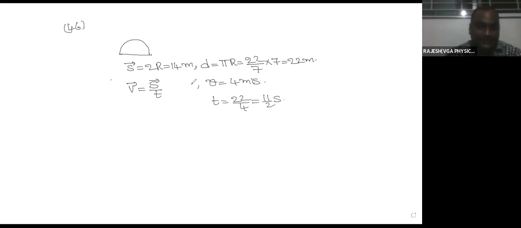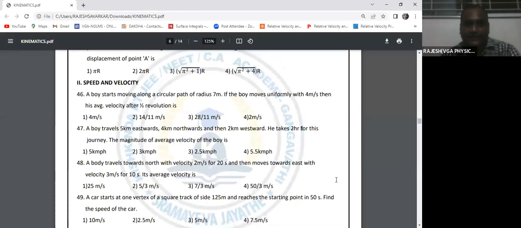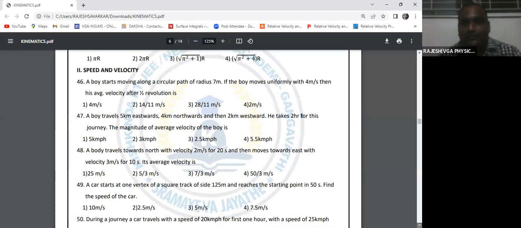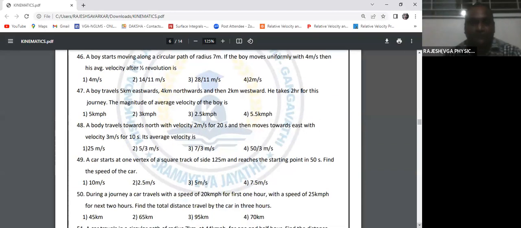So his average velocity can be found as V bar is equal to 14 by 11 by 2. That is 28 by 11 meters per second. Right? So average velocity is 28 by 11 meters per second. Here time you have to find from the definition of speed. If time is directly given, it is a direct question.